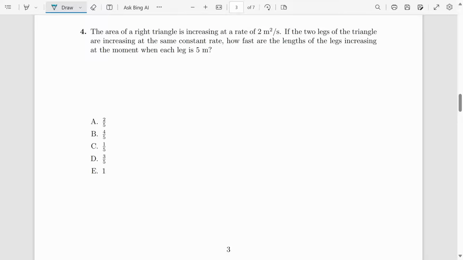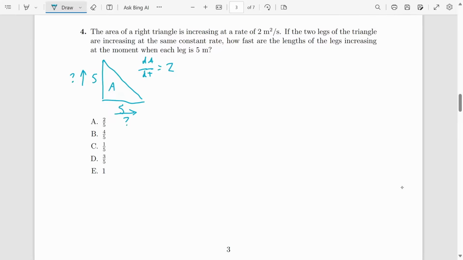All right, so let's draw this out. That usually makes these a lot easier. So we've got a right triangle, and the 2 legs are the same length and they increase at the same length. So at the moment we're looking for, they're both 5 meters long, and they are also increasing at the same rate, and that is actually our unknown, our answer. That's what we're looking for. So we've got that. We've also got our area on the inside. That is increasing at a rate of 2 meters squared per second. So dA over dt equals 2. And that is everything that it gives us.